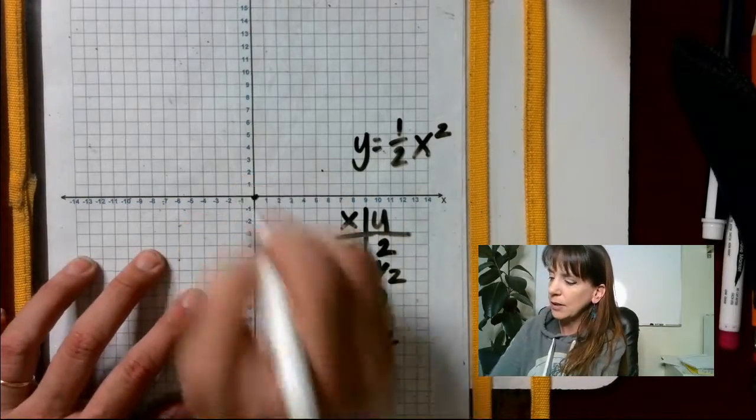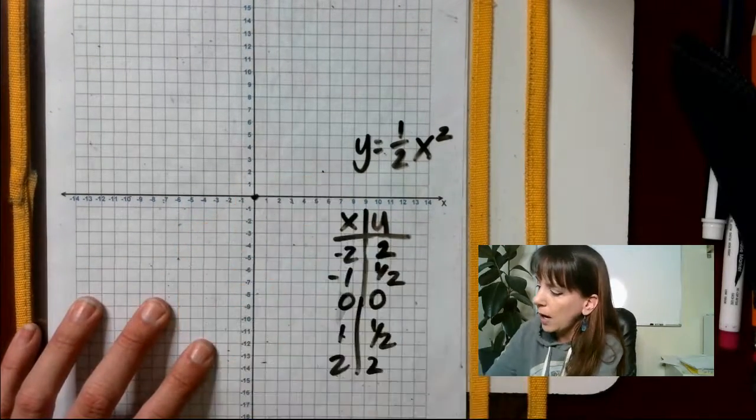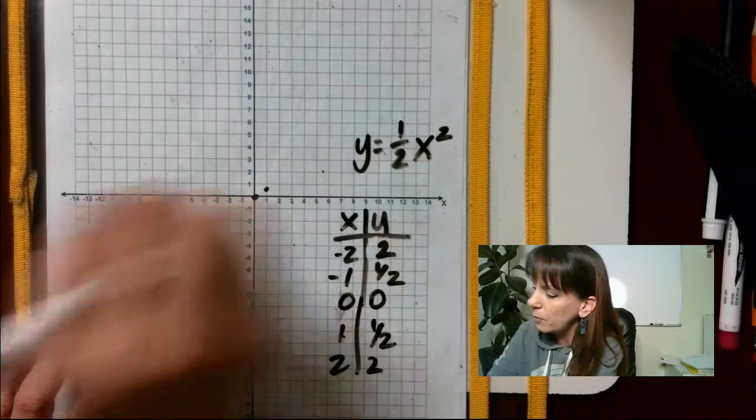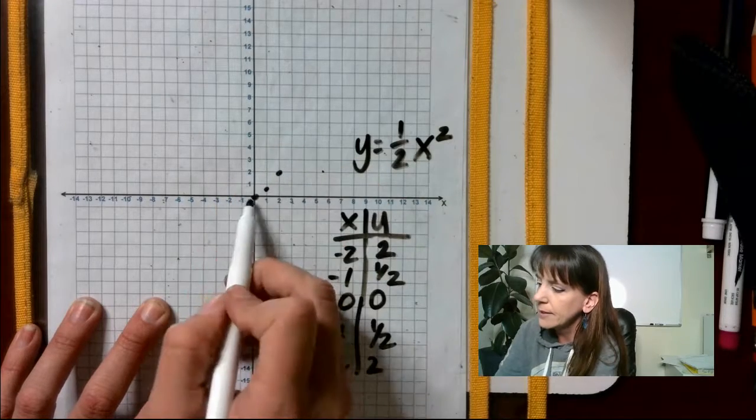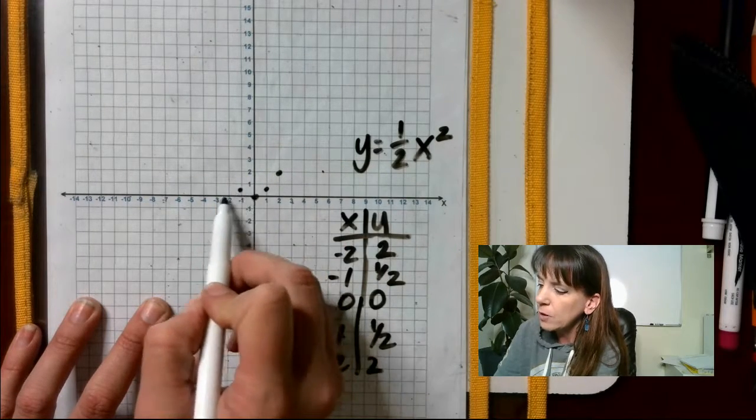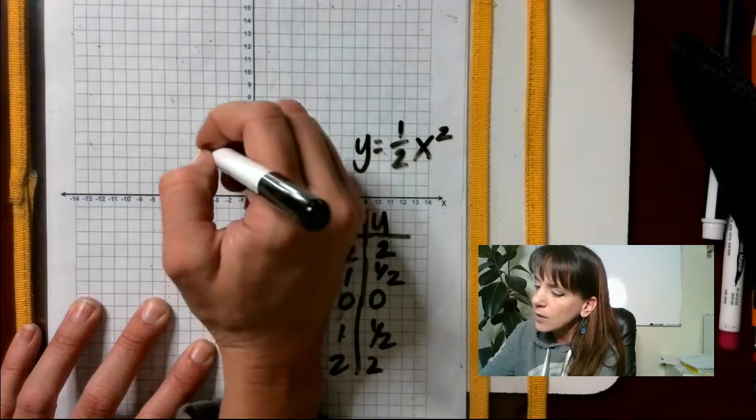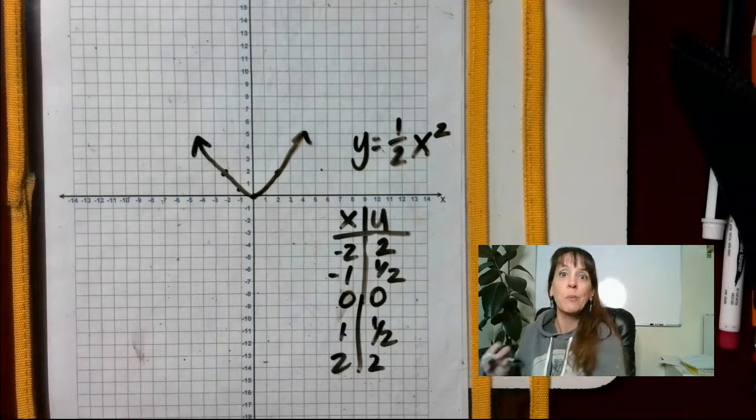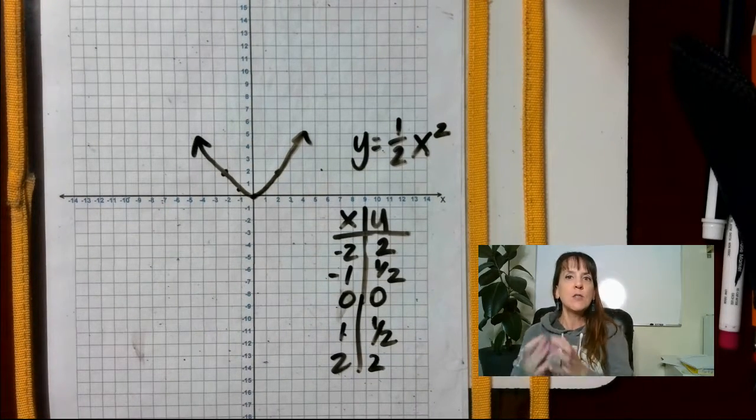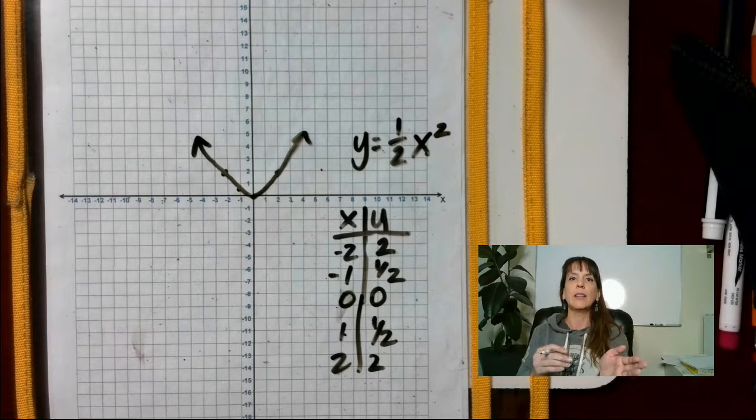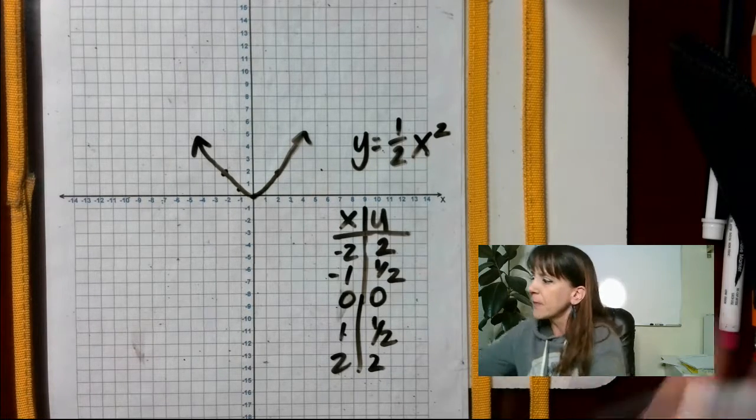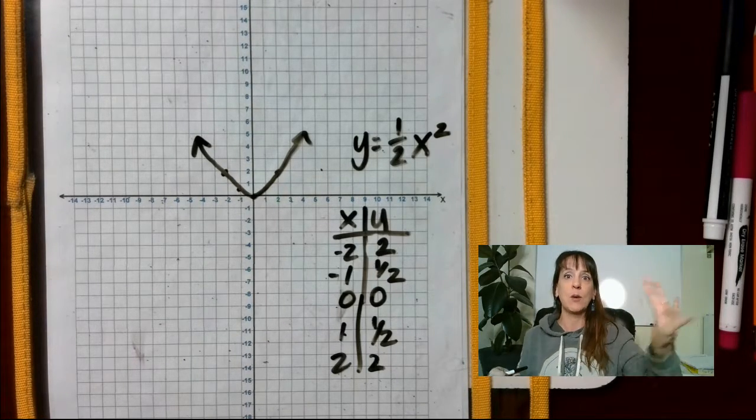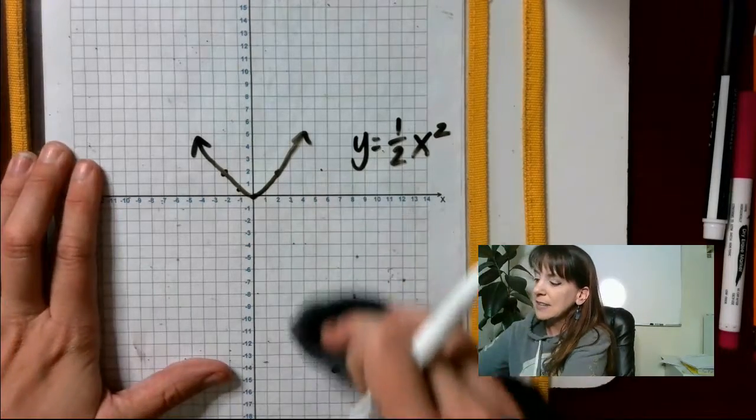All right, so we have 0, 0, okay? And then over 1, up 1/2, and then over 2, up 2, sorry, can't read. Over -1, up 1/2, over -2, up 2. Okay, so now you can see how that one is much fatter or wider than our parent graph, right? So now you're able to look at these and say, okay, is it going to be fat or skinny? Previously I talked a little bit about how we manipulate these graphs, up and down, left and right. We're going to touch base on that as well.